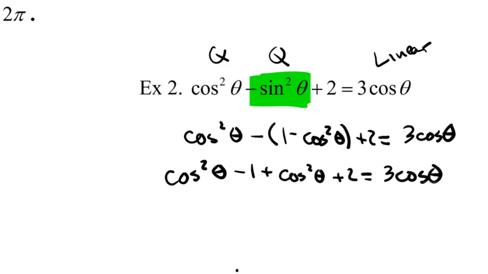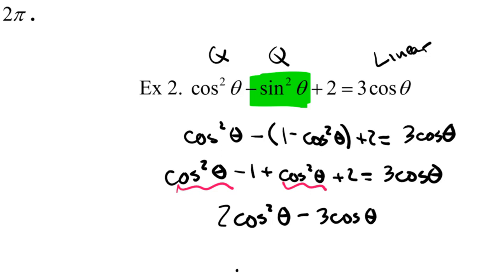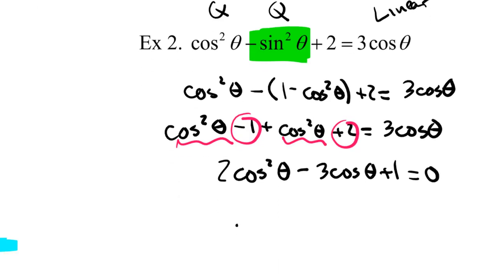Now we're going to move that 3 cosine theta, and we're also going to combine our cosine squared terms, so we're doing a couple steps at once. When I combine the 2 cosine squared terms, you get 2 cosine squared theta. When I take that 3 cosine theta on the right and move it over to the left, that gives me minus 3 cosine theta. And then these two guys right here, I'm going to circle them. A minus 1 and a plus 2 is going to give us plus 1 equals 0.